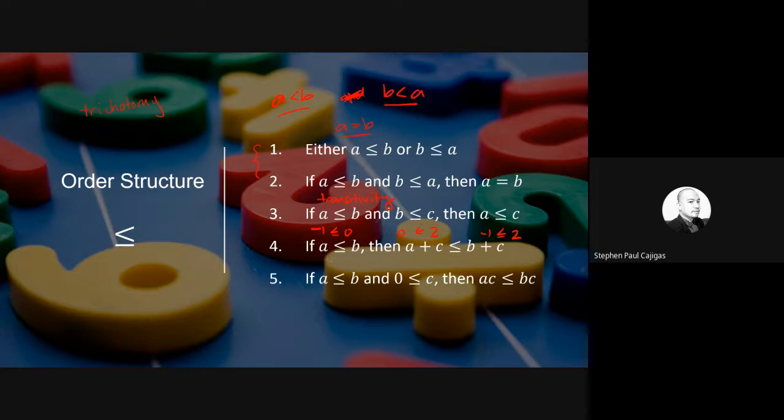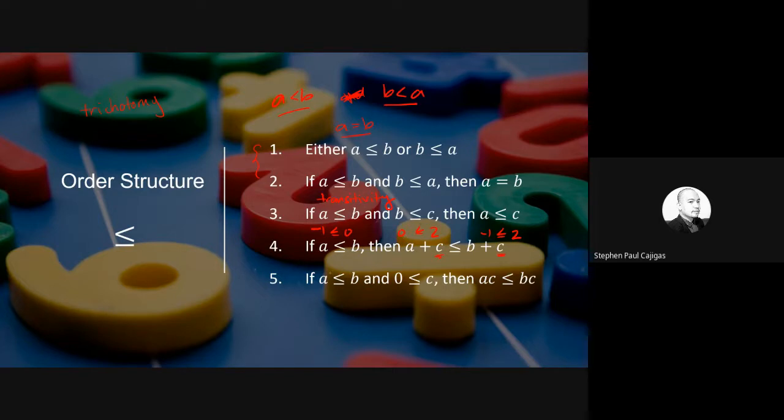Next, we have if A is less than or equal to B, then we will see that if we add any real number C, then the order is preserved. This C, we do not care whether it is positive or negative, it can be 0. So if we add, the order is preserved.